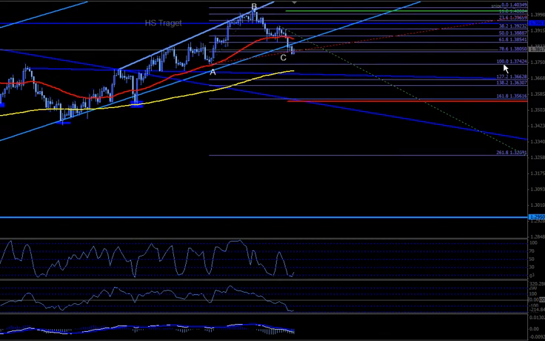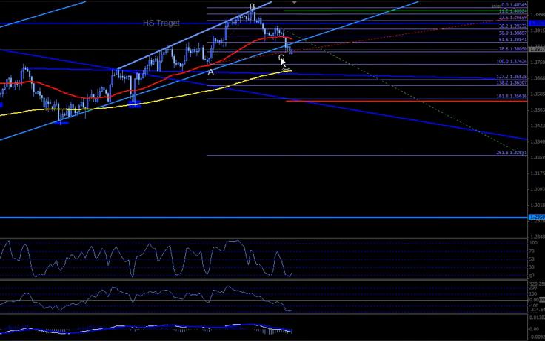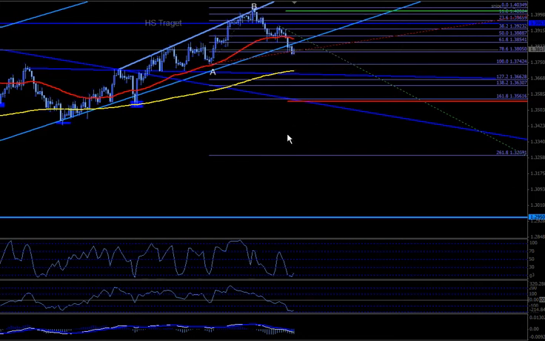Price did close below this 786. I'm going to get rid of C here. Actually, the ABC is pretty much voided. We still, unless we come down to the 100% and bounce from there, then you can still call that an ABC. But for now, we are trading under the 50 EMA, under this trend line here.